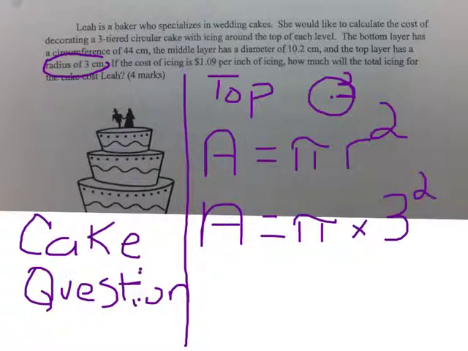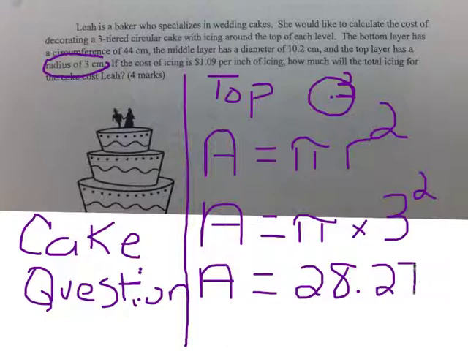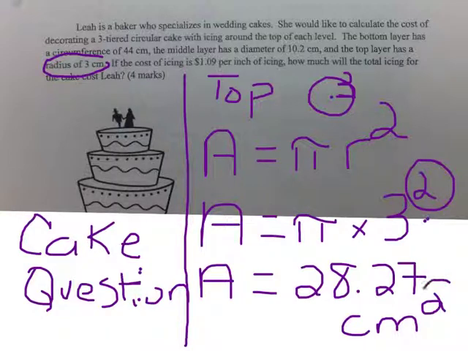If you don't have a square button on your calculator, 3 squared is just 3 times 3. So if I type pi times 3 squared in my calculator, I get 28.27 centimeters squared, because this is now the area, right? And we squared here, so that was our unit, so then our unit is squared. Okay, that's just the top layer of the cake. If I go to my next slide, I'm going to do each layer of the cake on a different slide.